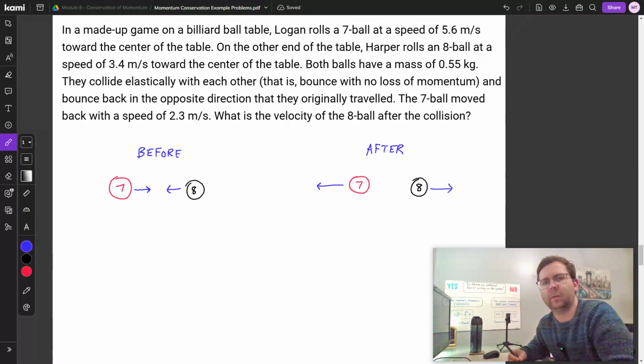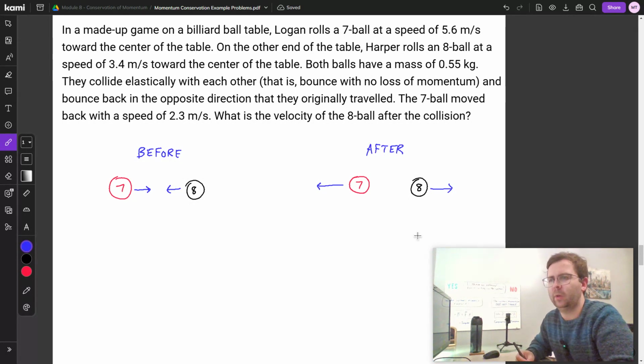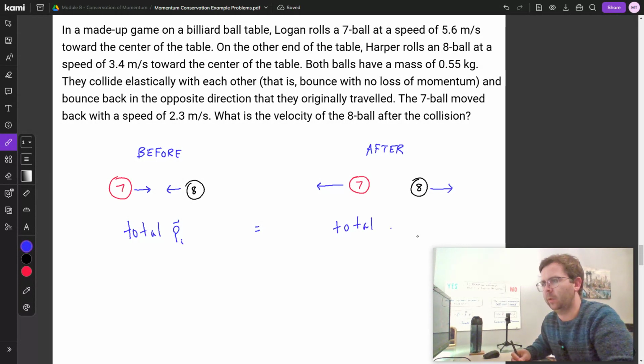But what we know about elastic collisions and isolated systems where there are no other forces acting on these two balls, we know that the momentum between the two of them is conserved. The total starting momentum doesn't get lost, it's conserved, and so it is equal to the total final momentum of the system. The system here is the 7 and 8 ball together.